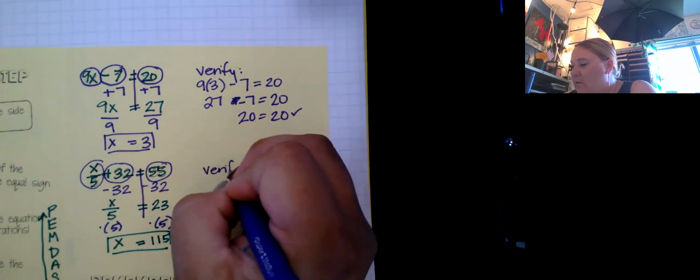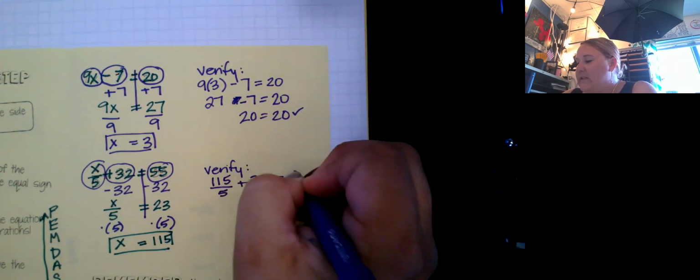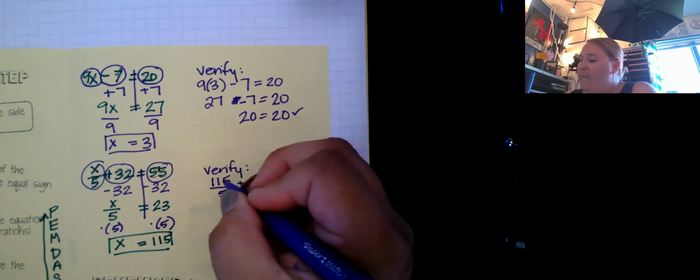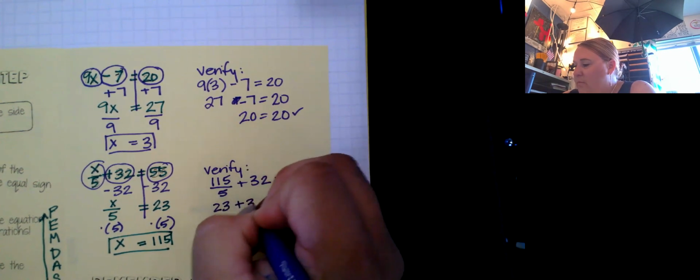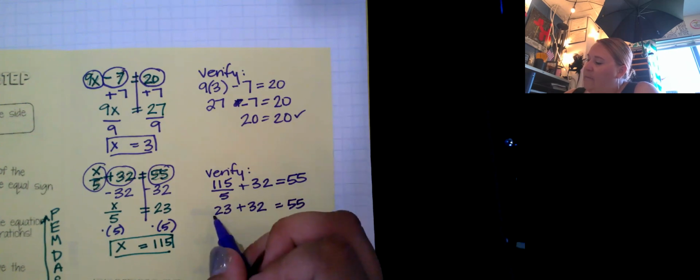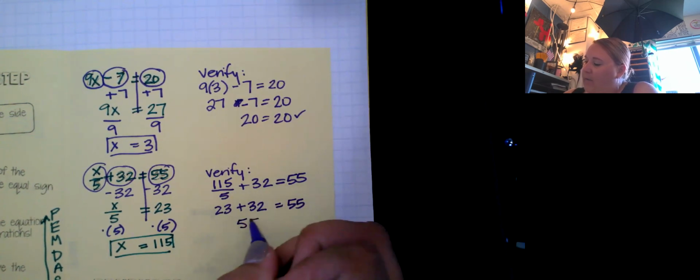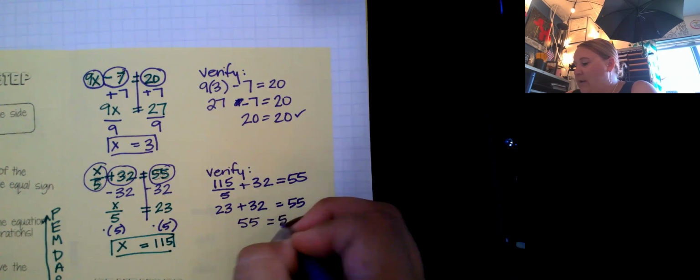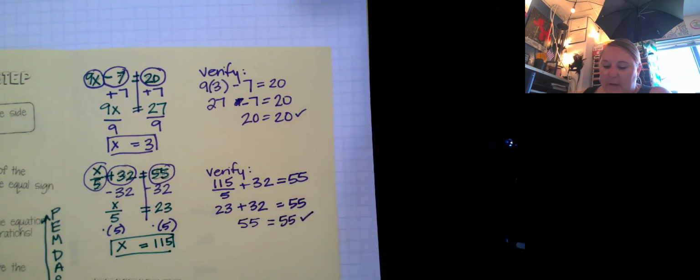All right, then we just have to do our verify. Plug in where x is, we're going to plug in what our answer is, 115 divided by 5 plus 32. We're trying to see, is that in fact equal to 55? Well, 115 divided by 5 is 23. And now I got to add 23 and 32. That's 55. And it is in fact equal to the other side, which was 55. So I know I have my answer correct.